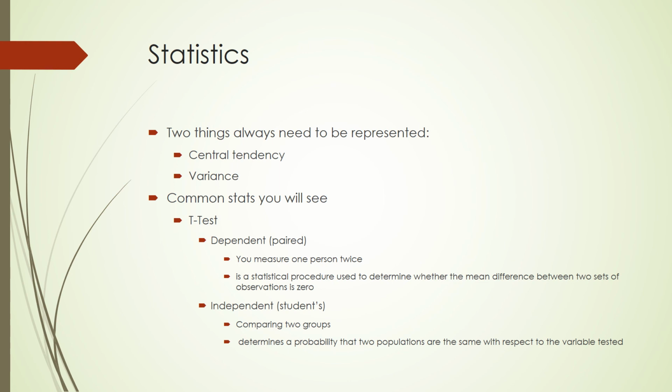That's done more in in vitro research. Common stats that you will see, a t-test. So here's two different kinds that I want you to be aware of. So the first one, has anyone ever heard of t-tests before? Right? Okay. So this is effectively to figure out if something is statistically significant or not.